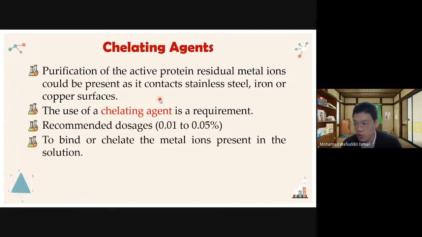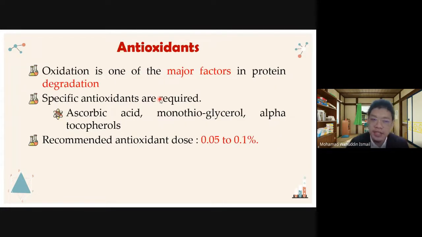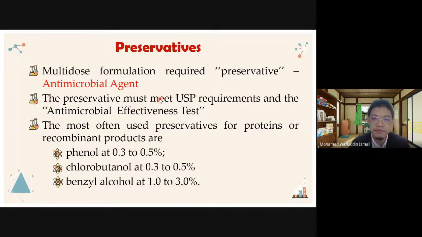Usually, the type of chelating agent approved is EDTA. At least all of you have heard about EDTA. So EDTA is widely used as a chelating agent. Next is antioxidant. Oxidation is one of the major factors in protein degradation, and specific antioxidants are required, such as ascorbic acid, monothioglycerol, and alpha tocopherol. The recommended antioxidant dose is 0.01 to 0.1% of antioxidant to be added.